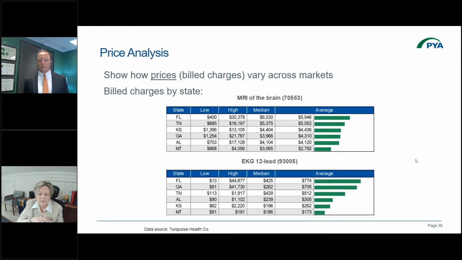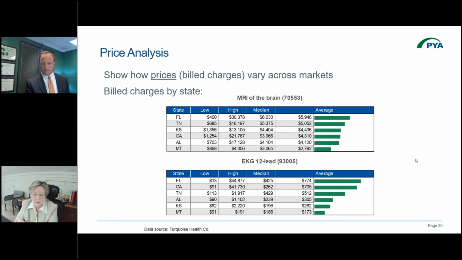Looking again at bill charges, we're looking at the minimum, maximum, median, and average for an MRI and an EKG. What we see here is that Florida is the highest for both the MRI and EKG, at almost $6,000 on average for an MRI and just under $1,000, at $774, for an EKG, where Montana comes in as the lowest in terms of pricing for both of these procedures.